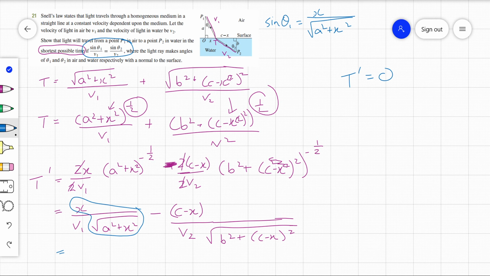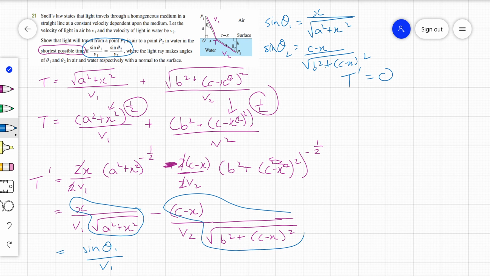So this is the same as sine theta 1 on v1, and in the exact same way sine theta 2, using our triangle in the water, SOH CAH TOA, the opposite is c minus x, and the hypotenuse is the square root of b squared plus (c minus x) squared part. All right, which is all of this. So you can see this is going to be minus sine theta 2 on v2.